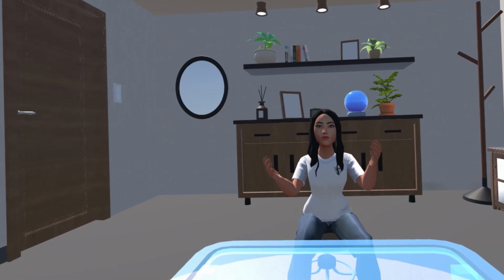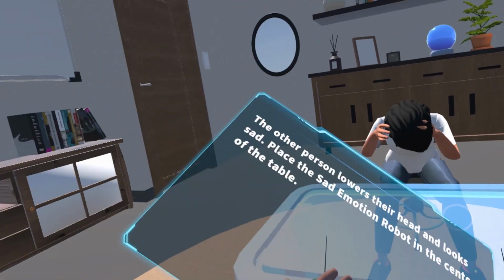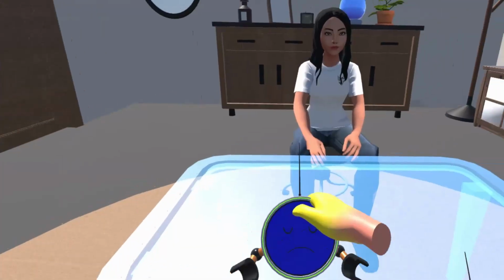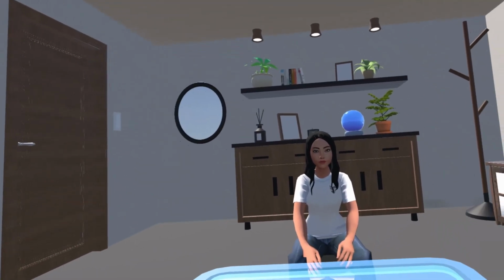I'm so sad today. The other person lowers their head and looks sad. Place the sad emotion robot in the center of the table. Nod your head to show that you are listening carefully.